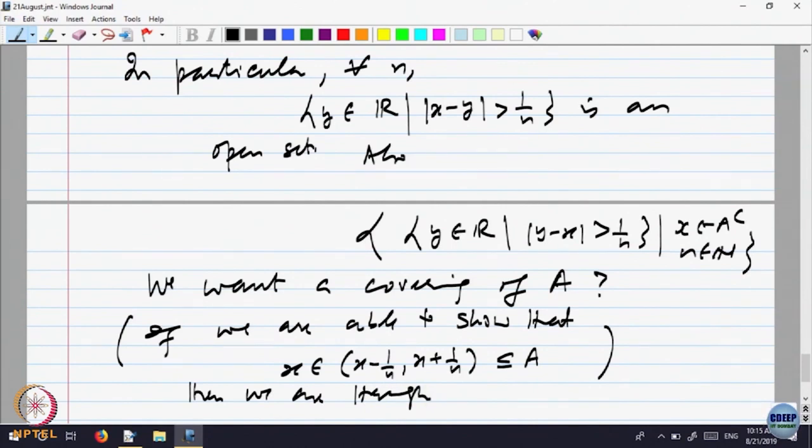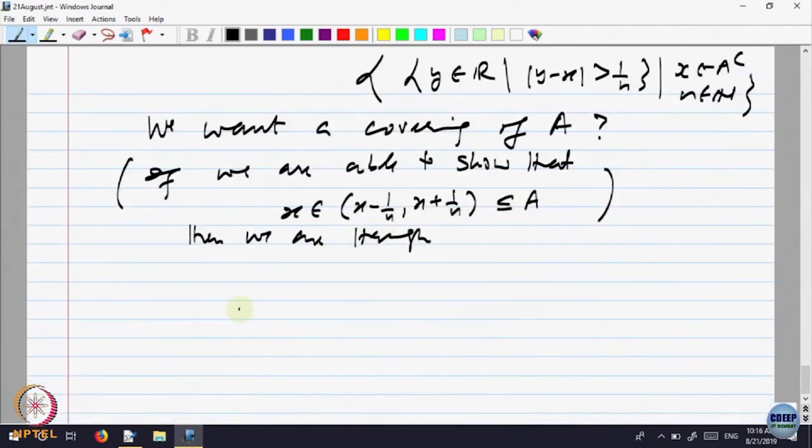Is it okay? Because I want to show x is an interior point. So, I am trying to show that this kind of thing comes inside. I am trying to work backward now to indicate how the proof is going to go on. Now, look at this interval, x minus 1 over n to x plus 1 over n. If m is bigger than n, what is happening? What is the relation between these?